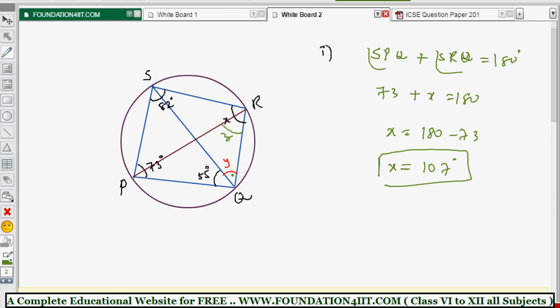Next, we need to find out the y value. Let us find first what we require. Angles subtended by the same arc are equal. For example, if you take PQ as an arc, whatever angle subtends here, the same angle subtends on this side. So you can find Z easily if you know angle PSQ. If you know angle PSQ, that is exactly equal to Z. So first we find out angle PSQ.